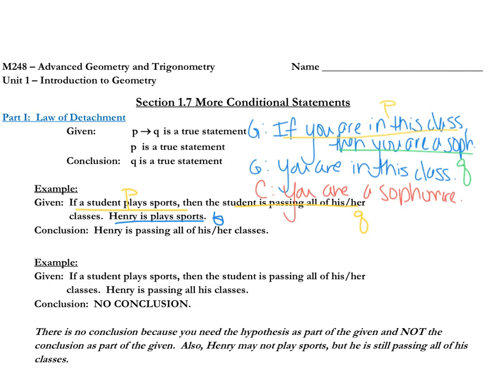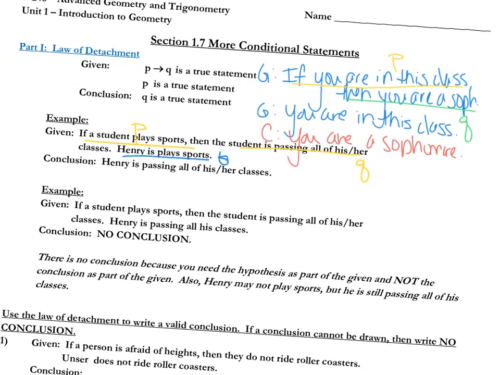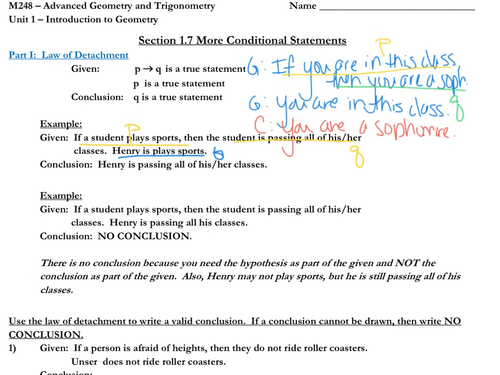Okay. Now here's an example of where the law of detachment would not work. So this is our P, if a student plays sports. Our Q is then the student is passing his or her classes. The given is Henry is passing all of his classes. That wasn't the first part. Okay, and by that first part, I mean P. So that would be a good active note.